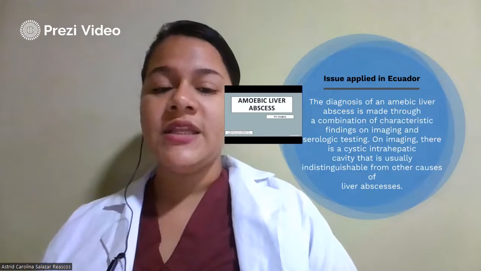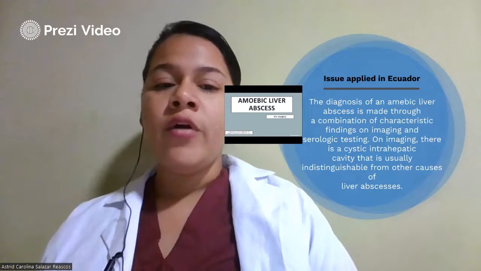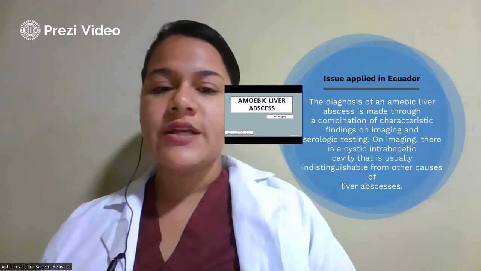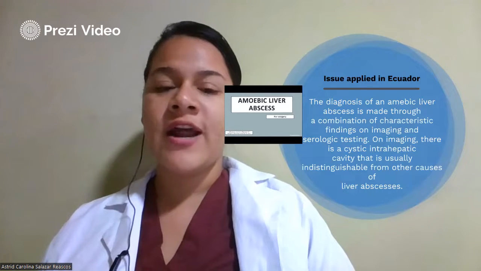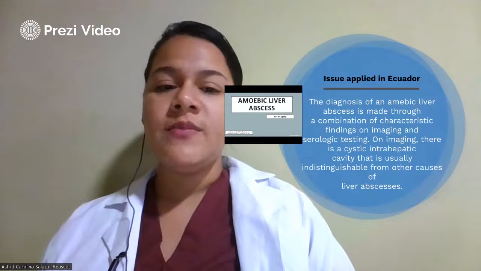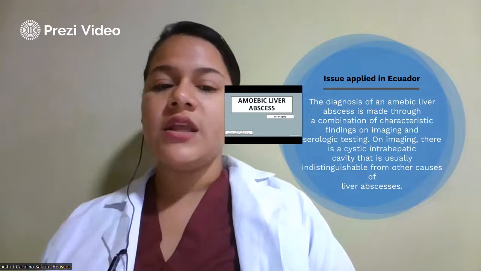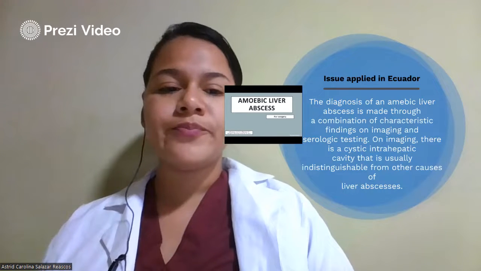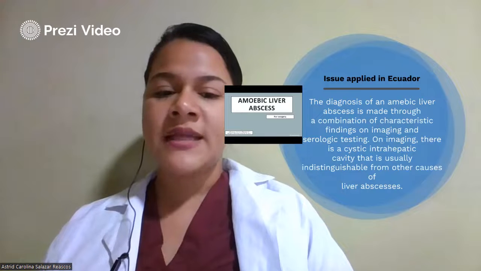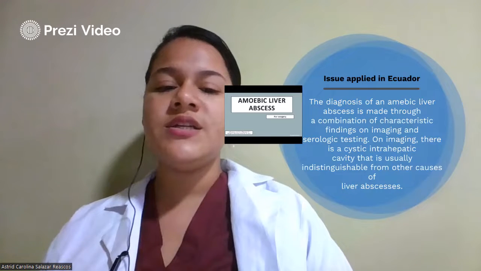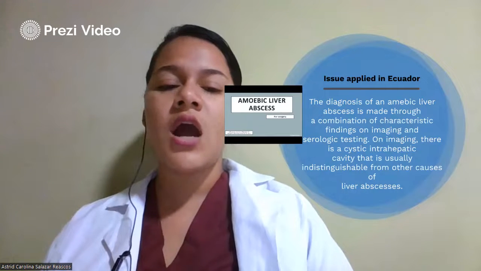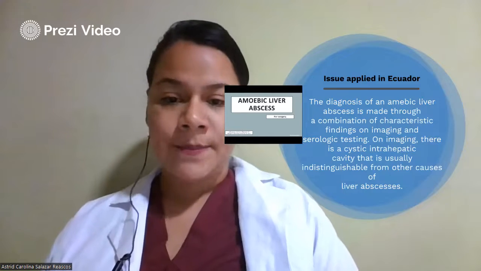The diagnosis of amebic abscess is made through a combination of characteristic findings on imaging and serology tests. Images show an intrahepatic cavity that is usually indistinguishable from other causes of abscess.